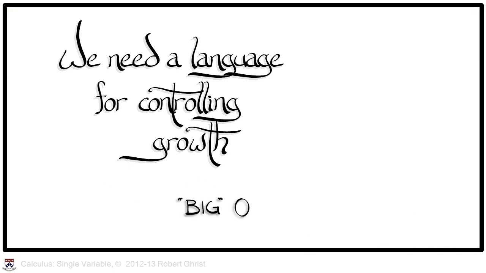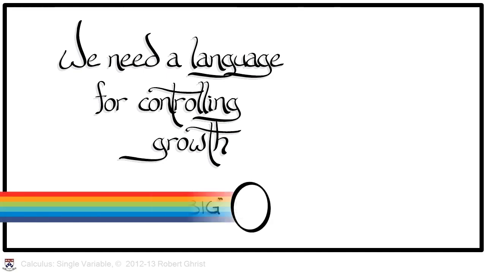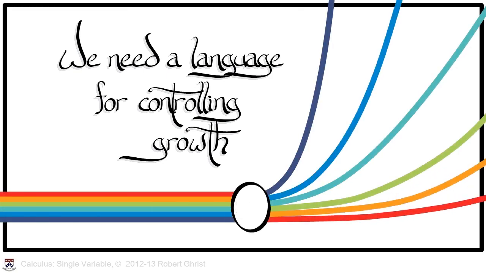That's a foreshadowing of what is to come, where we want to have a language for discussing or controlling growth of functions. This is called big O, and it's a beautiful language. L'Hopital's rule, together with Taylor series, form a wonderful set of tools for evaluating limits. In our next lesson, we'll put these tools to use in studying asymptotics, or growth rates of functions. Along the way, we'll augment our tools with one more device, that of big O.